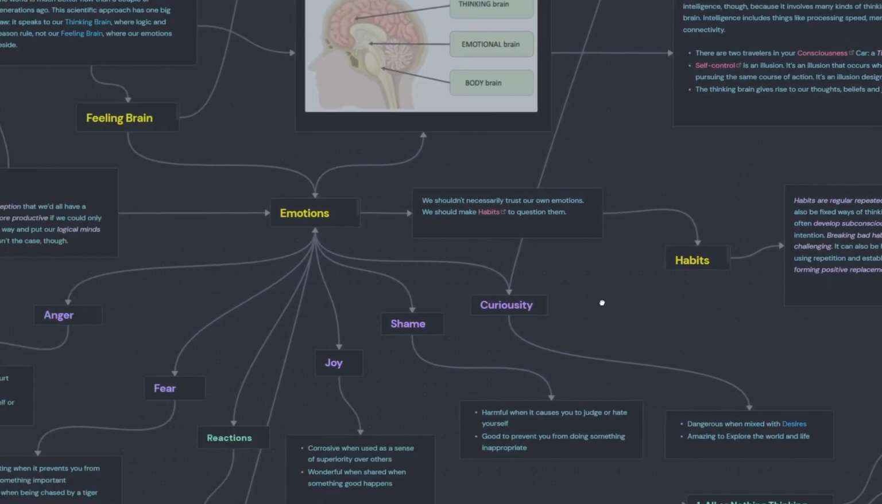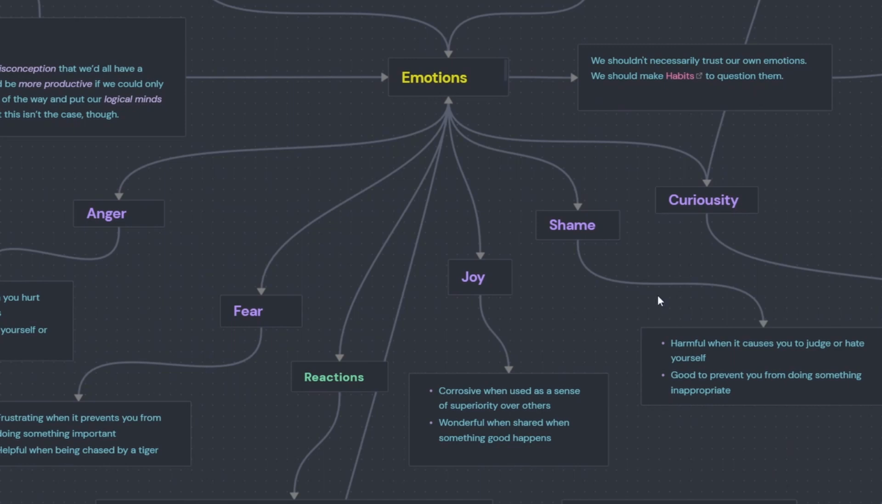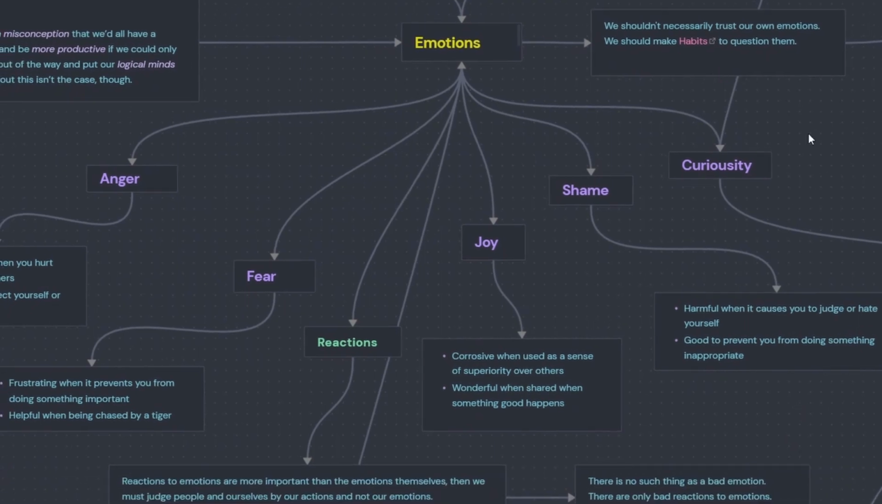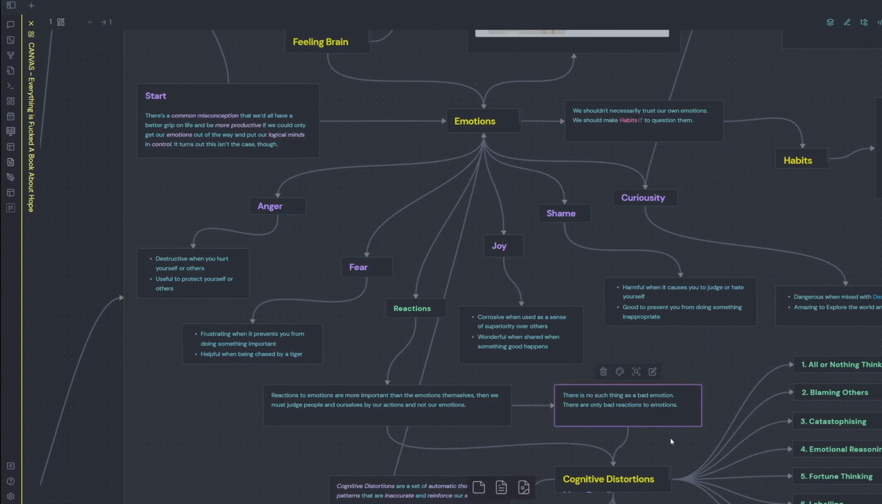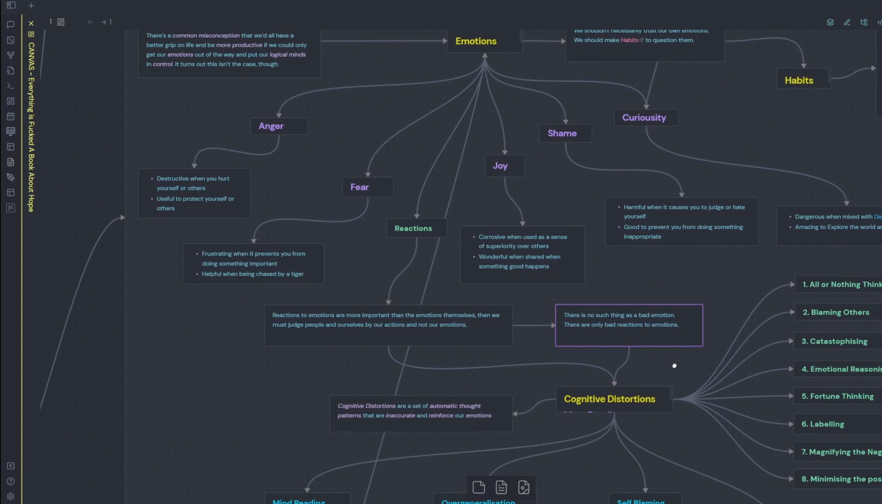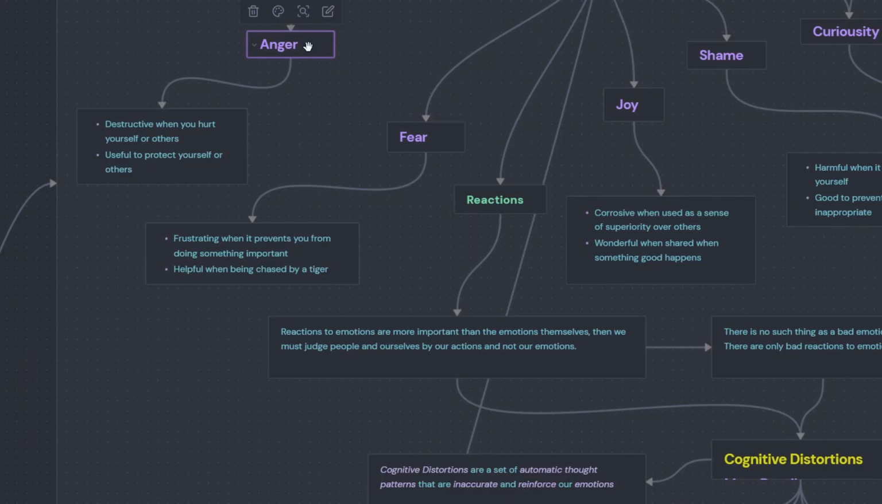Looking at our emotions, we shouldn't necessarily trust them. We know that. And the reason we shouldn't is because there's no such thing as a bad emotion. There are only bad reactions to emotions. For example, if you feel angry, you can be destructive when you hurt yourself or others. But anger can also be useful to protect yourself or others.